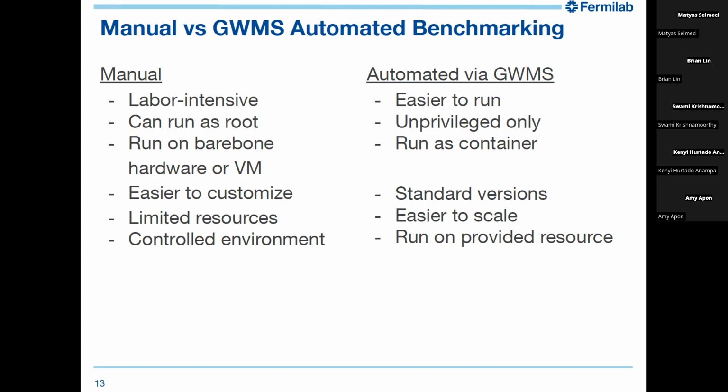While with automated benchmarking, it's much easier to run multiple at a time. And you have to run unprivileged because glideins don't have root permissions. And you can run within a container, and it's much more standardized and can be much easier to scale.